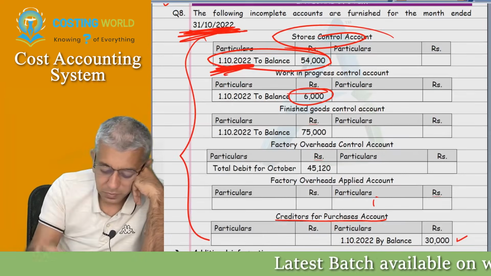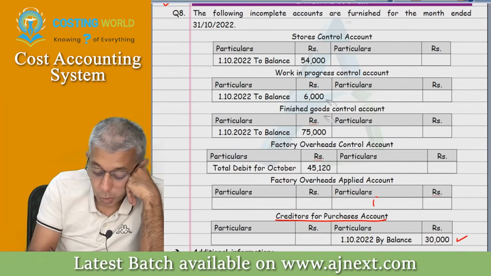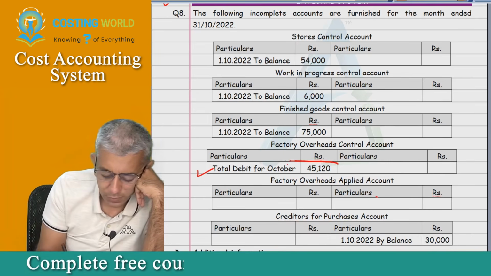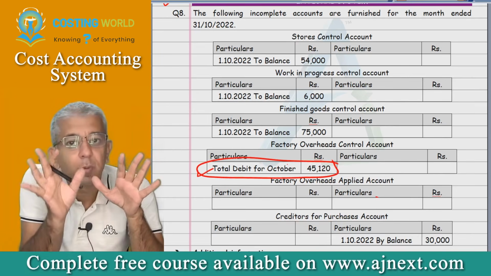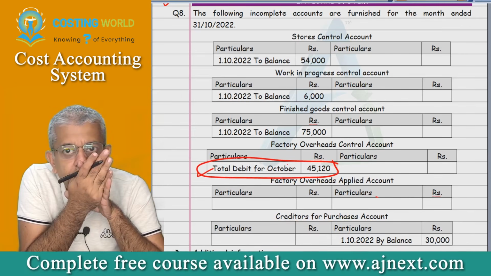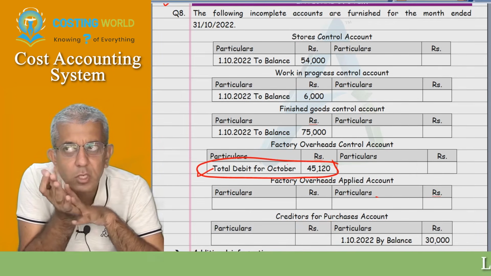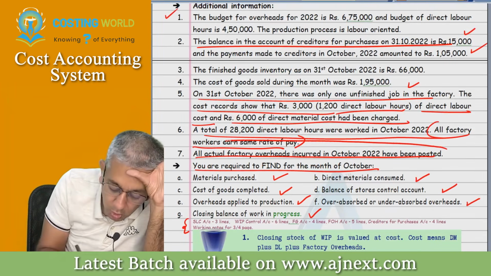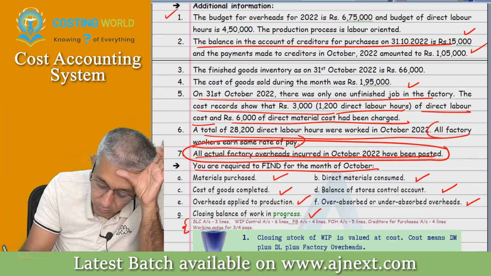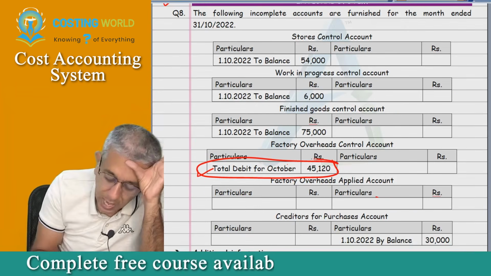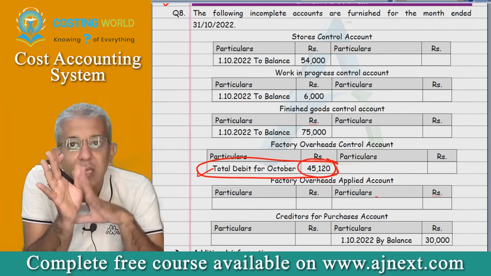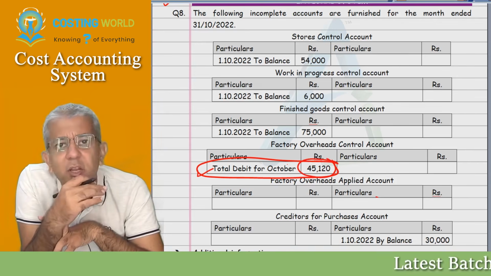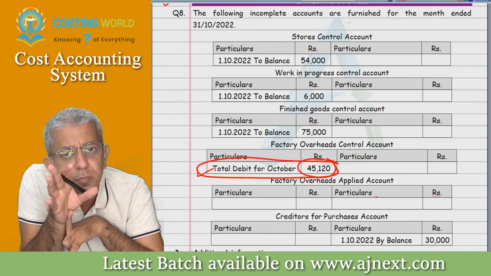Listen carefully, please. It's too easy, but still I have to say that. Total debit for October. Can we say this will be the actual amount that we all have incurred? Yes, sir. FOH account debit side should be the actual amount. And one more line is given to you: all factory overheads incurred in October 2022 have been posted. That means, apart from 45,120, there are no other factory overheads. Everything has been posted. So 45,120 is the only amount that we are interested in, no?